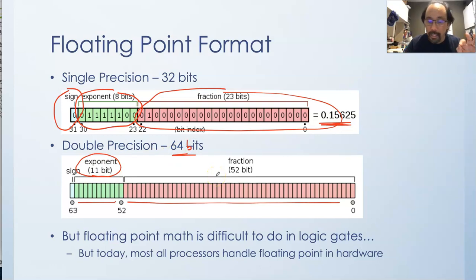Now, there was a day, say 20 or 30 years ago, when doing floating point math required a lot of transistors and a lot of logic gates to implement. It would almost take as many gates as a CPU, and it used to be too expensive. But nowadays, with such tiny transistors, gates are cheap, and it's common for all processors to handle not only single precision addition and multiplication, but also double precision.